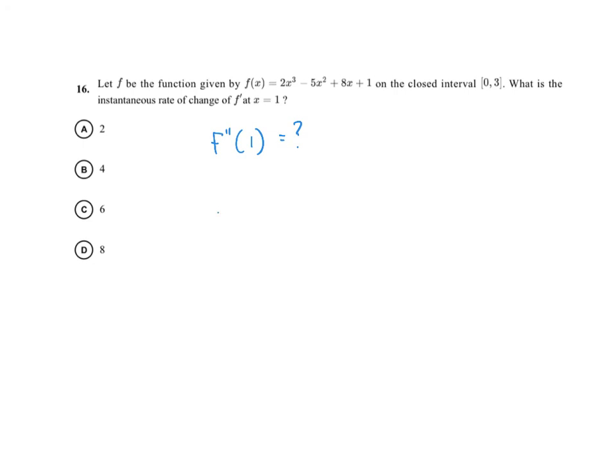Okay, so that's what we have to find. So let's find the second derivative of f. 6x squared minus 10x plus 8. Oops, that's the first derivative. Oops. Erase that. Okay, so now we'll take the second derivative. Okay, and then just plug in 1.